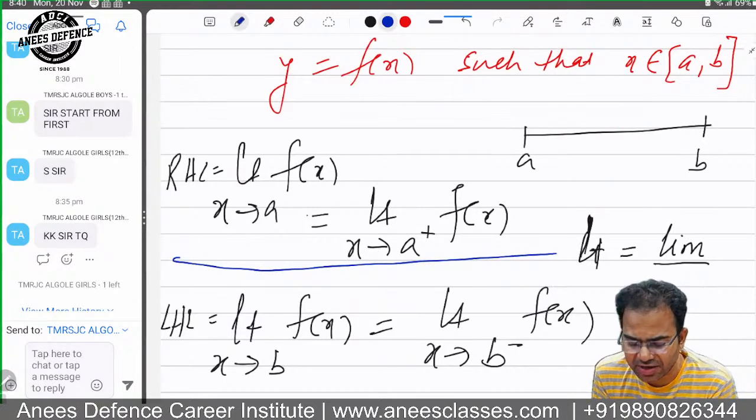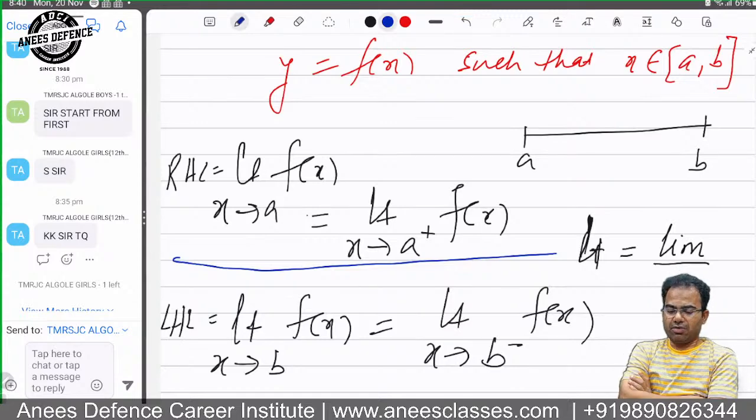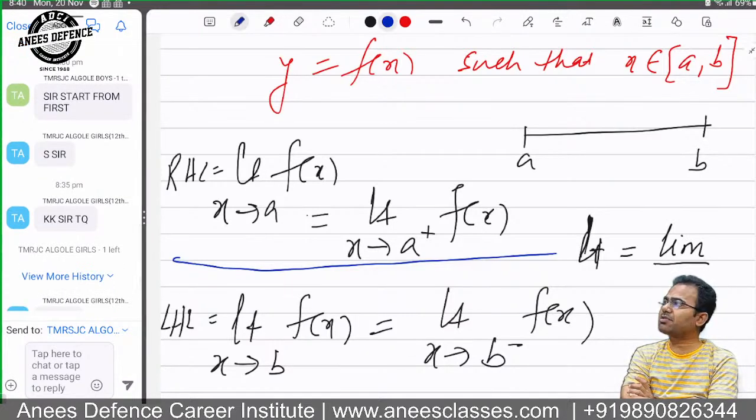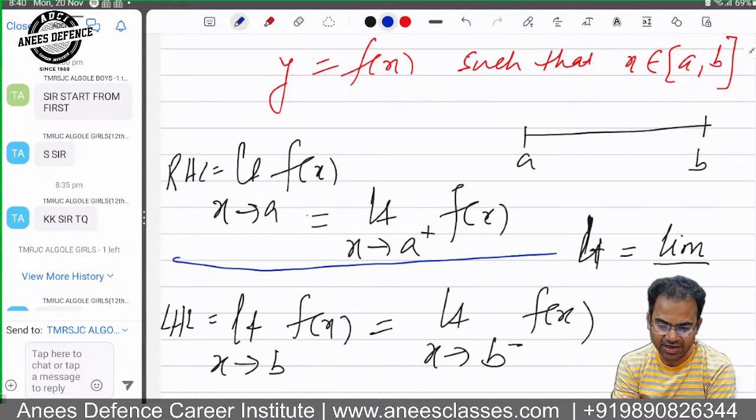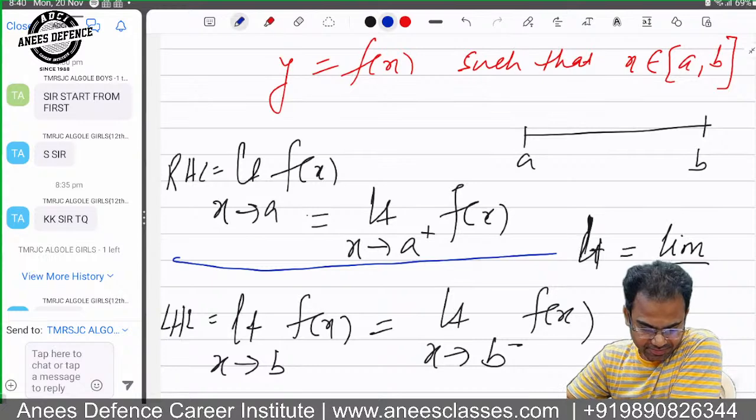These two are called one-sided limits. First is the right hand side limit, and second is the left hand side limit.